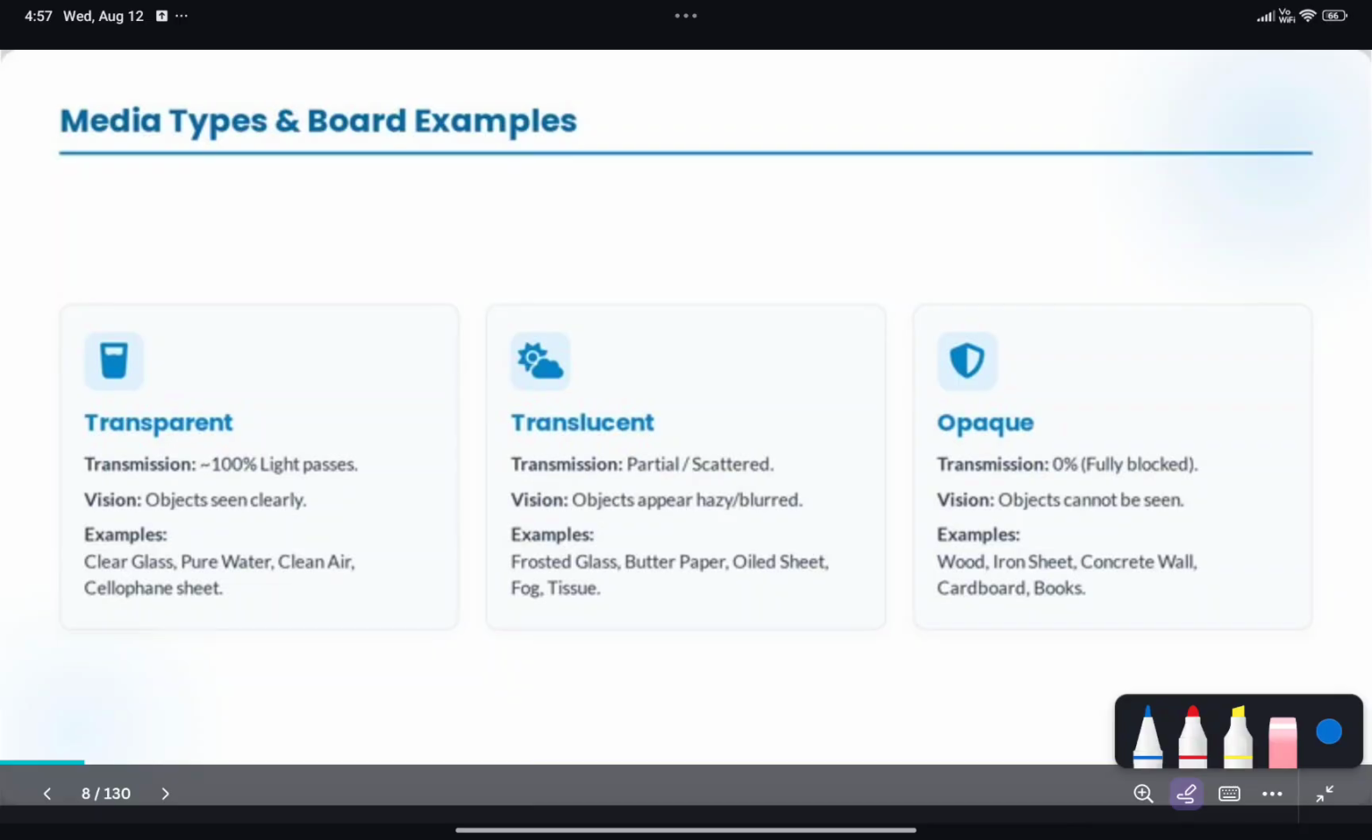What are the examples for the opaque? Wood, walls, books, yes or no? Iron sheets we can treat as paper. Yes. Done.